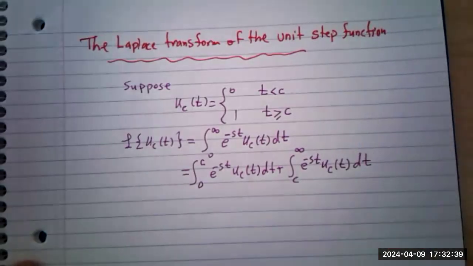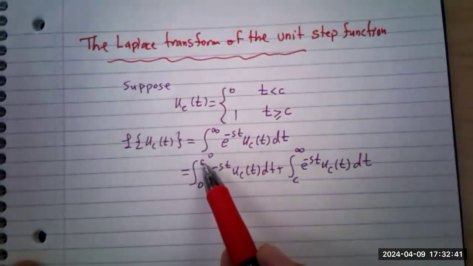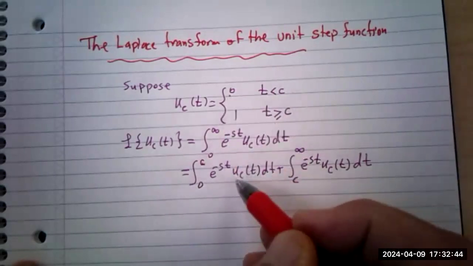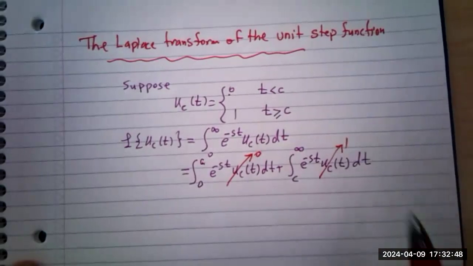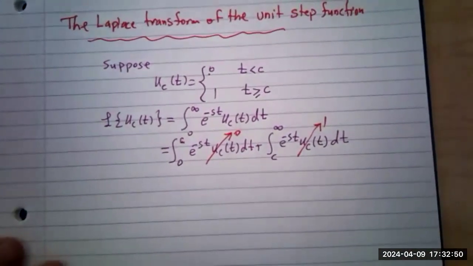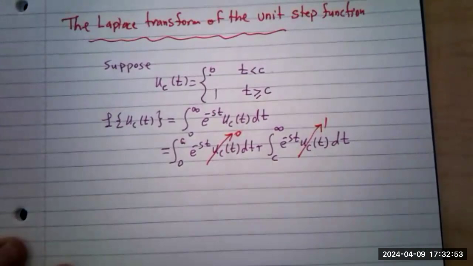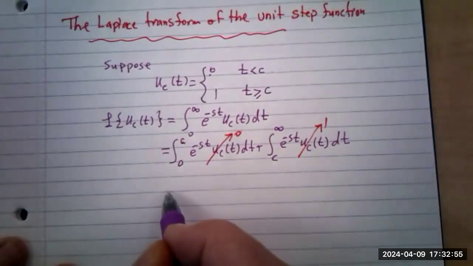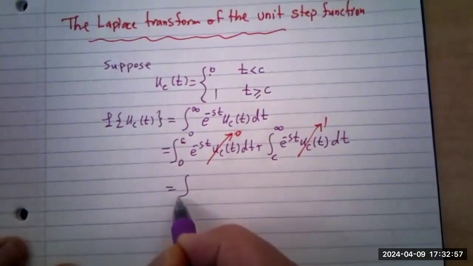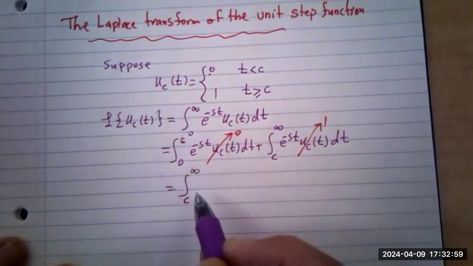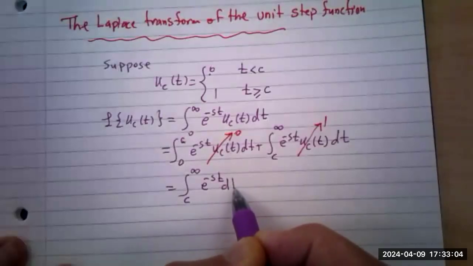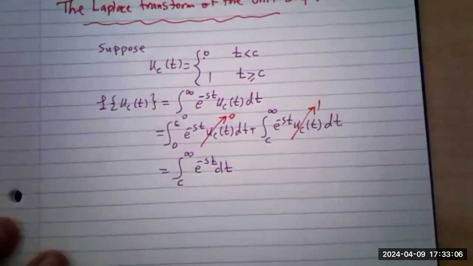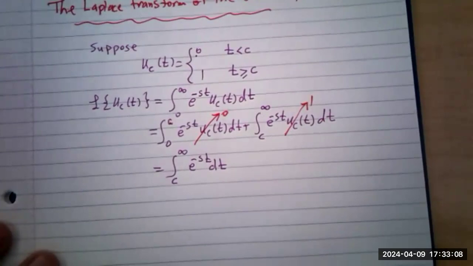But when you are between 0 and c, t is less than c, and the unit step function is 0. And over here, the unit step function is 1. So you end up with finding the integral from c to infinity of e to the negative st dt. We'll work on this one. Definition of a limit and integration. Okay, so I'm going to find it.